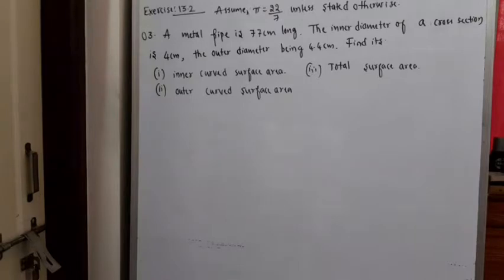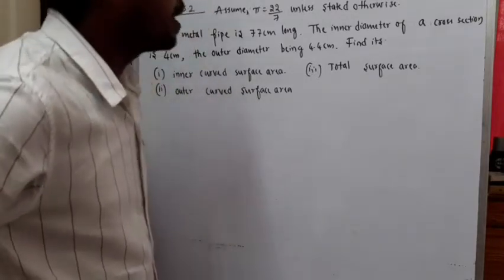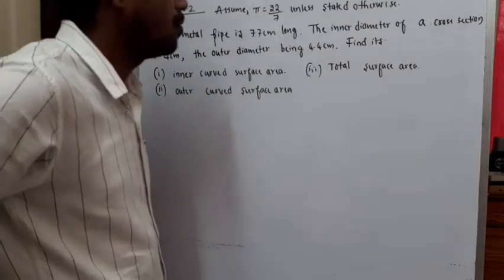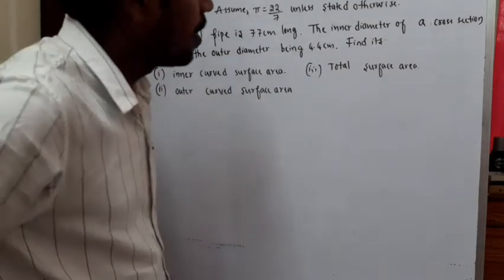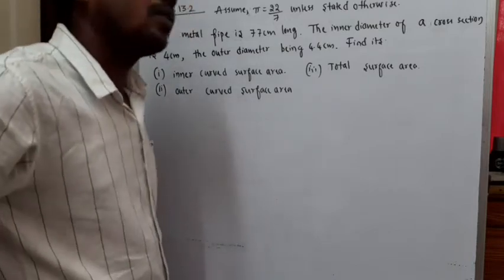So next, third question: a metal pipe is 77 centimeter long. The inner diameter of the cross section is 4 centimeter. The outer diameter being 4.4 centimeter. Find its inner curved surface area, outer curved surface area, total surface area.